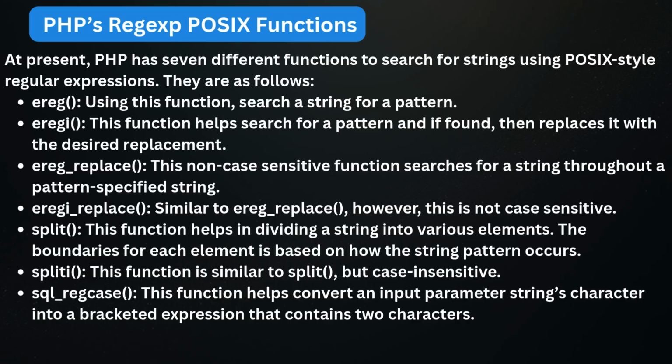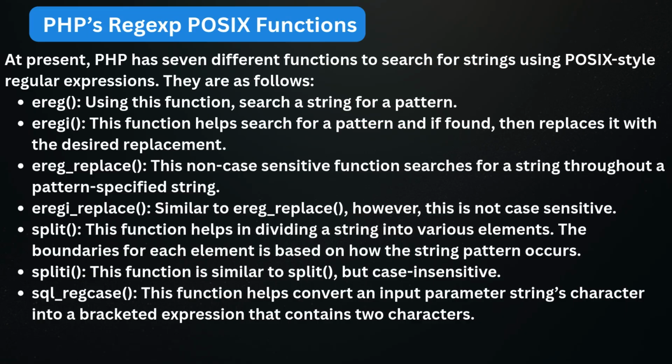This is a helper function that takes a string and converts each character into a bracketed expression that can match both its uppercase and lowercase forms. For example, if you pass PHP to sql_regcase, it converts it into [Pp][Hh][Pp], allowing the pattern to match any variation of uppercase and lowercase letters. All of these functions made it easier for developers to perform pattern-based searching, replacing and splitting of strings.